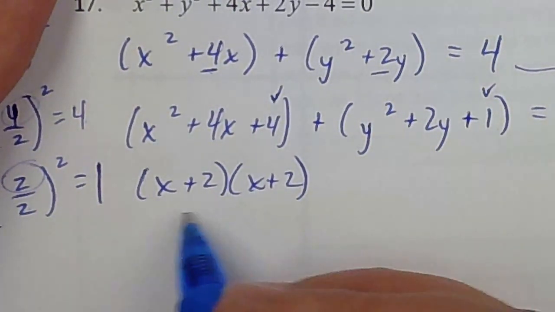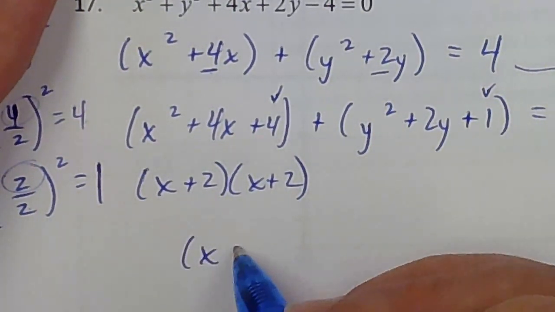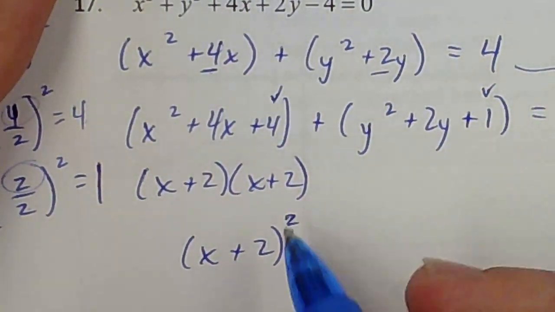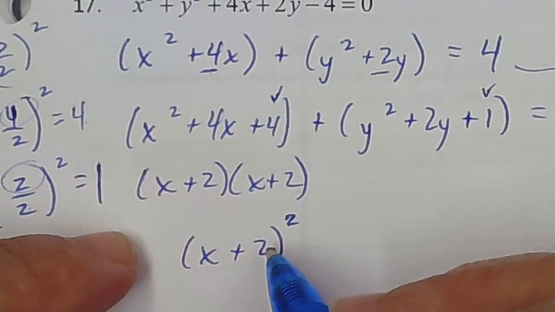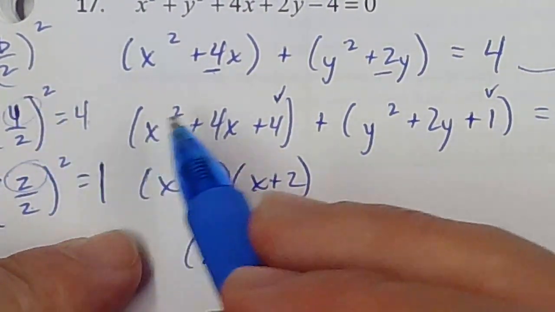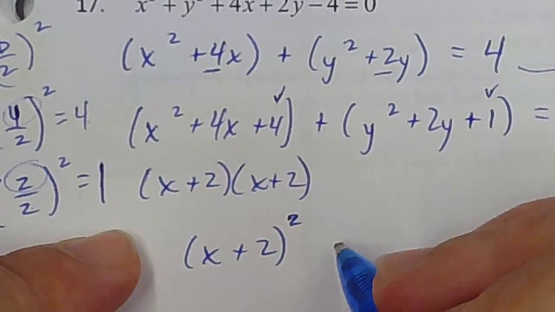Okay. And that can be expressed as a quantity squared. Hence the phrase completing the square. That's what we just did. We completed the square. Okay. Whenever you take half of b and square it and do that right, this works out this way.